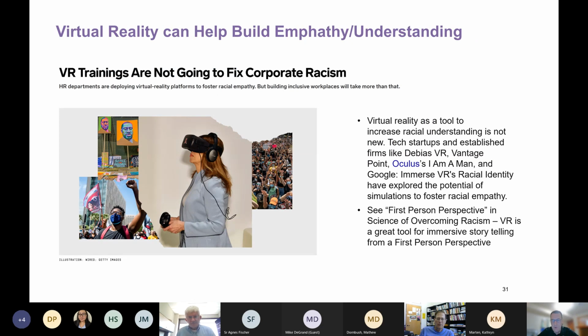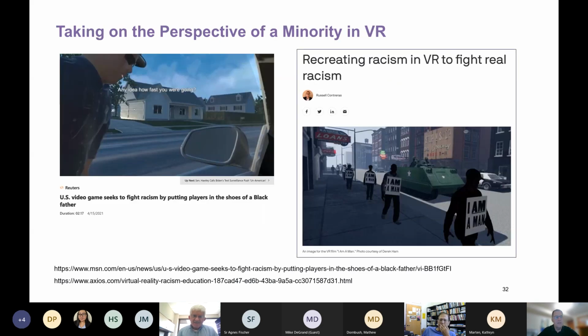Remember that the first-person perspective, seeing reality through the eyes of an individual of a minority, was a powerful way of reducing bias. Well, virtual reality is perfect to give you that experience. It immerses you into a computer-generated reality. And so there's a lot of VR-based anti-bias training. Google has a program for that. And so here are a few examples.